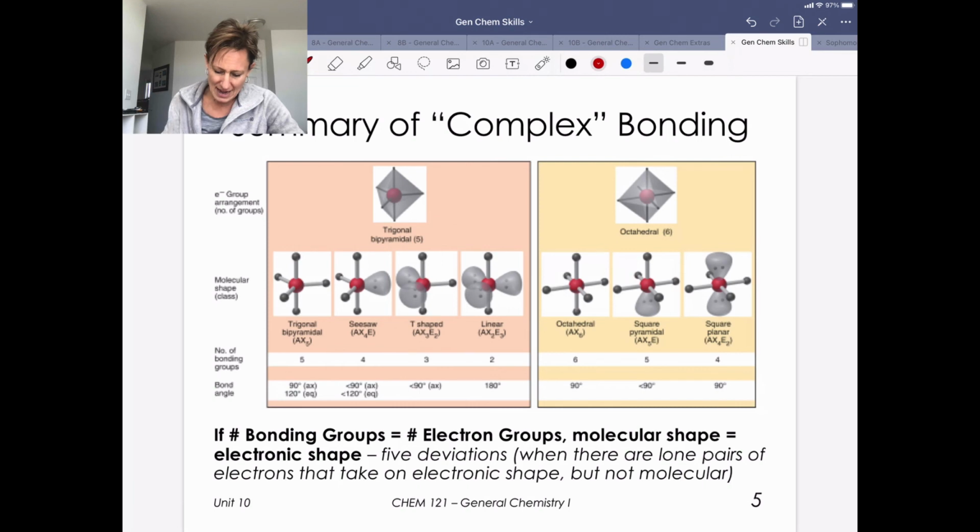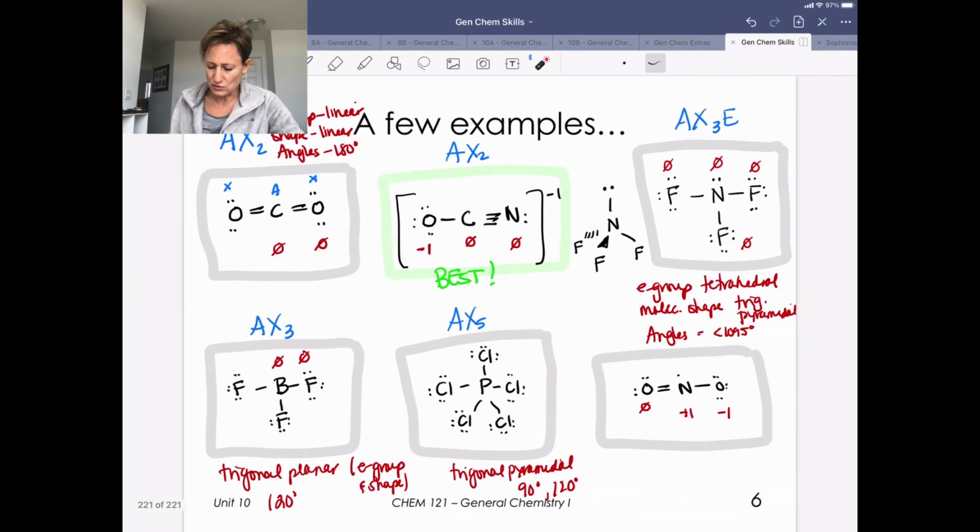If we look at AX5, that's this one right here. We can see that this is going to be a 90-degree bond angle. That's a right angle. But when we consider the bond angle between these, that's going to be 120. So that's why we have to list two bond angles there.